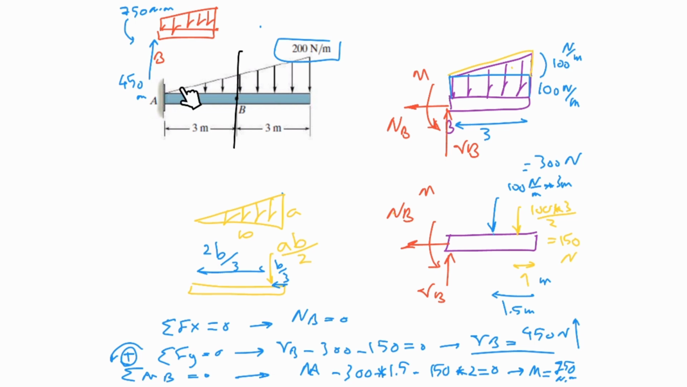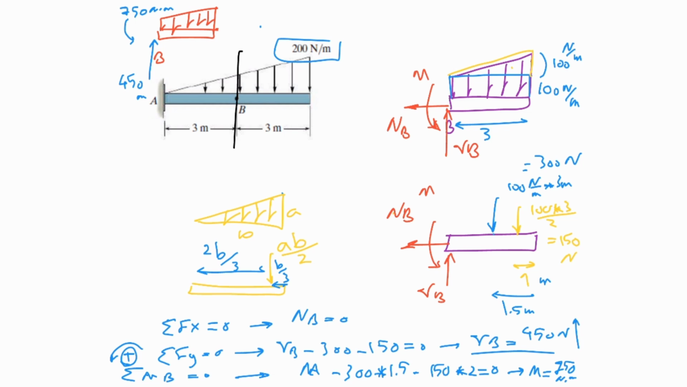The first thing that we did was replace the distributed forces with single forces, and then we found the reactions applied at B to keep the cut of this structure in the static equilibrium condition.